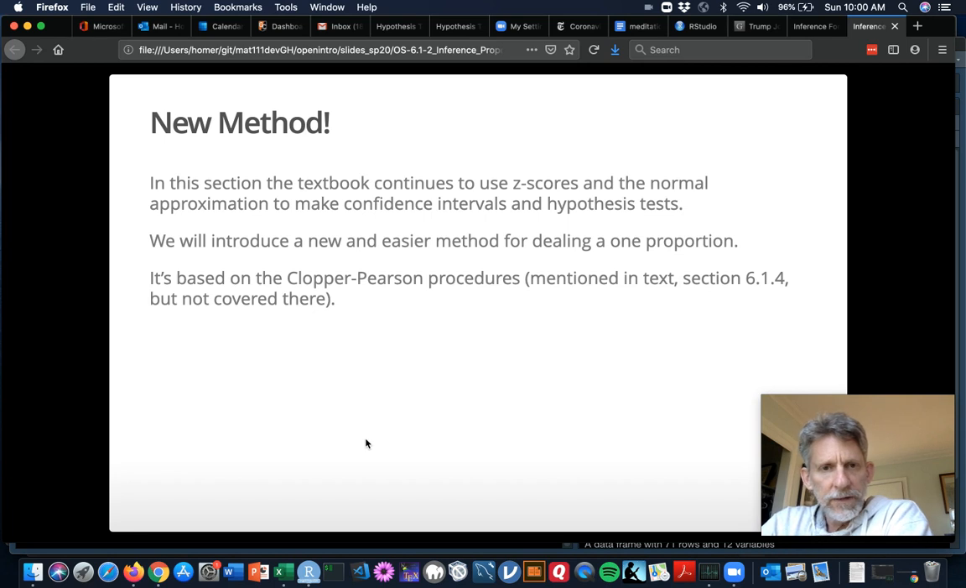Now, back in chapter 5, we went on to compute a test statistic using a z-score for the sample proportion, and we used the normal distribution to approximate p-values and also to form confidence intervals. But in the case of one population proportion, we actually have more direct methods that don't rely on approximations. And one of them is the so-called Clopper-Pearson procedure that the text mentions but doesn't really cover. We're not going to cover the math behind it, but we'll show you how you can implement this method in R.